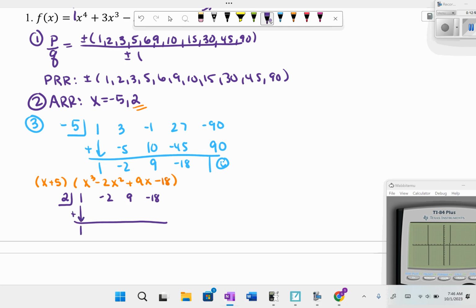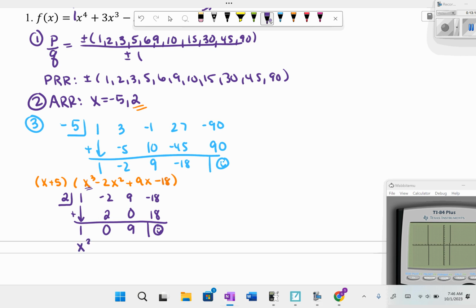So when I bring down the 1, 1 times 2 is 2. -2 plus 2 is 0. 0 times 2 is 0. Add that together to get 9. 9 times 2 is 18. Then again, you'll see you get a remainder of 0. Now, since we used our answer, which was a polynomial degree 3, that means our answer here is going to start off with x squared.